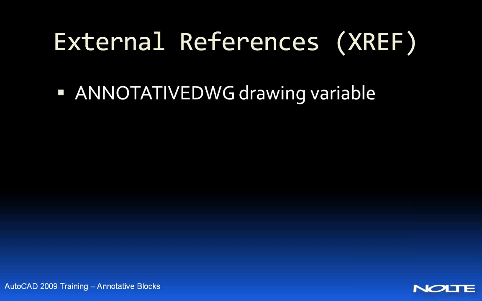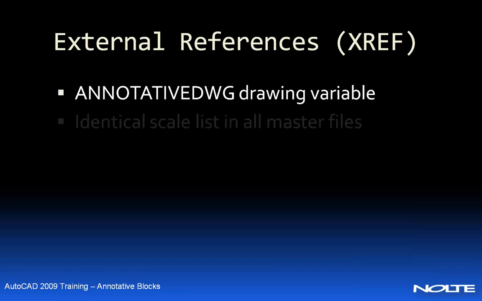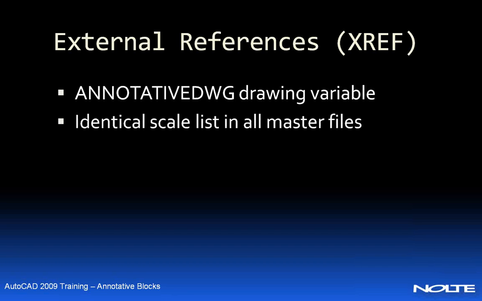I point this out, but really you shouldn't be concerned with it because AutoCAD will set this by default to 1, which is turning it on, when you create annotative objects in the drawing file. So I'm not going to worry about that one too much, but it does show up in the list of variables.